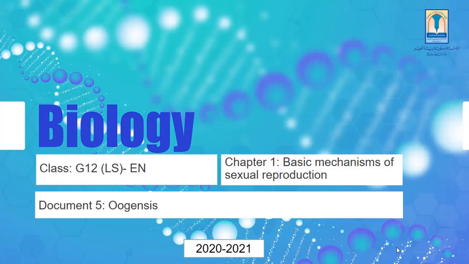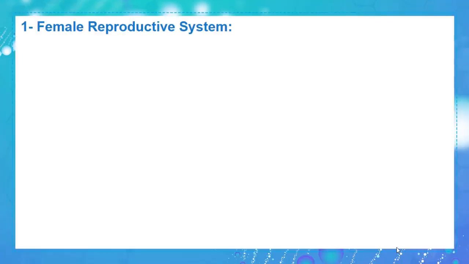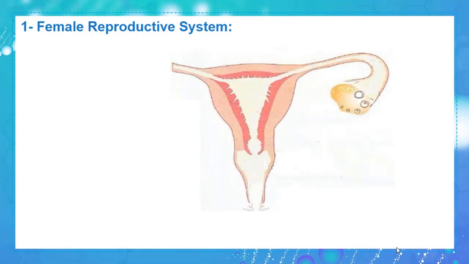I'm teacher Ahmed Jamul. I'm glad to talk about document 5 of chapter 1, Oogenesis. Back in document 1 of this chapter, you have learned about the female's reproductive system. What you see in the figure is a front view of this system.